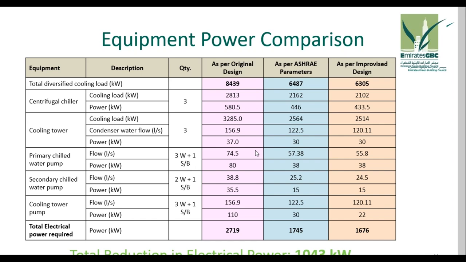Same is the case with the cooling tower, chilled water pumps, secondary chilled water pumps, cooling tower pumps, fan power, which got reduced. So the overall equipment, only for the AC, here we are not talking about lighting, this is predominantly only for the AC equipment, was reduced from 2700 kilowatt to 1600 kilowatt. So almost 1050 kilowatt reduction in AC power consumption.